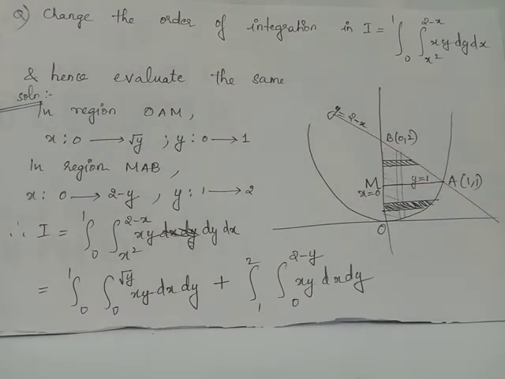x. But when you consider another horizontal strip below the line y equals 1, it has its left end at x equals 0, which is the y-axis, and right end is touching y equals x square. Therefore, we will split the shaded region into two regions, which is the region above the line y equals 1 and the region below the line y equals 1.